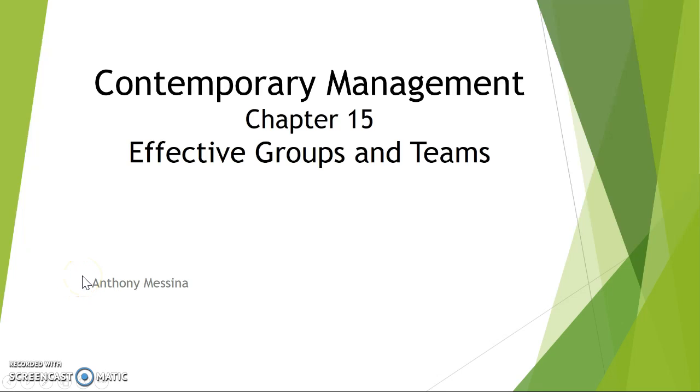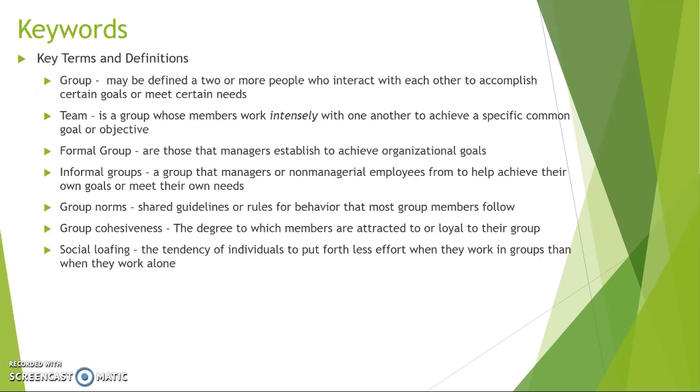The article accompanying this presentation is on Google's Project Aristotle. I would like to start off by covering a few keywords from the chapter. The keywords I found important are group, team, formal group, informal group, group norms, group cohesiveness, and social loafing. I think the most important keyword here is group norms. Keep this keyword in mind as we move through the presentation and discuss Google's Project Aristotle.